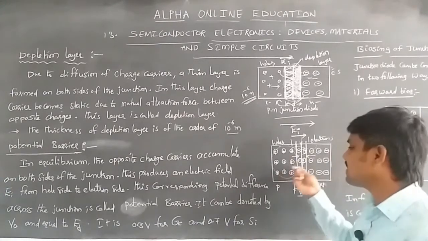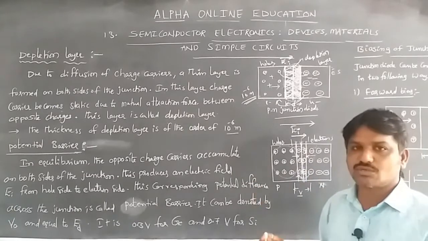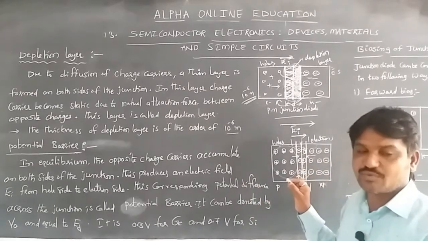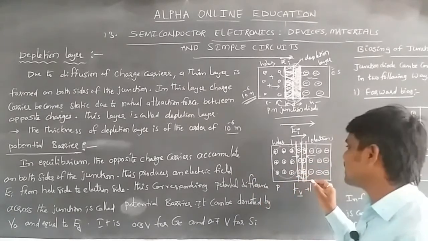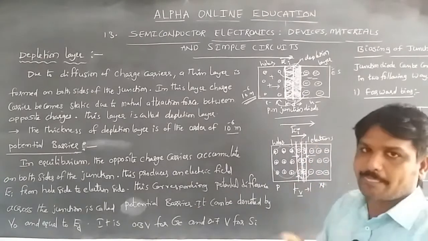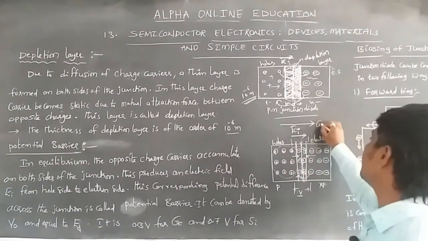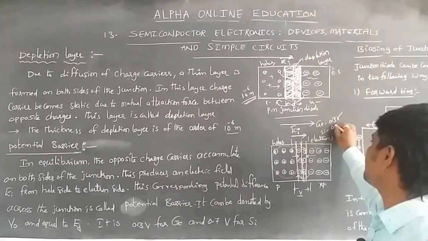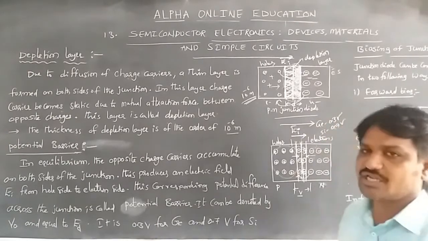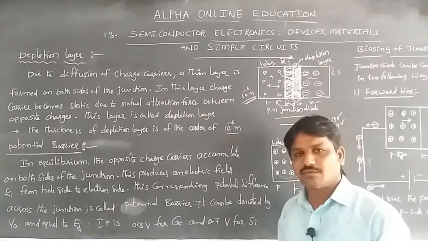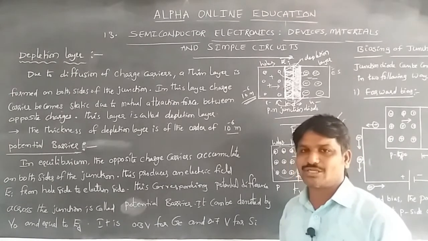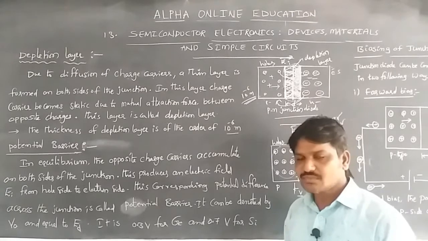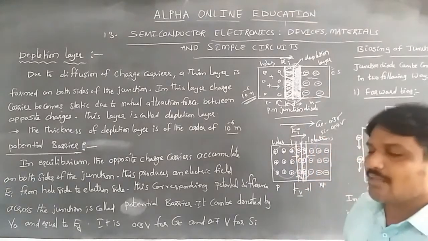So the potential difference across the junction, V0, is equal to E times d, the electric field times the width. For germanium the potential barrier value is 0.3 volts, and for silicon it is 0.7 volts. So this is the potential barrier.